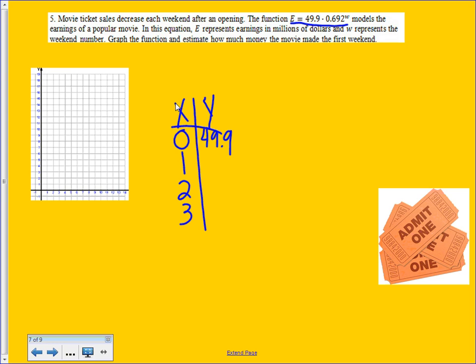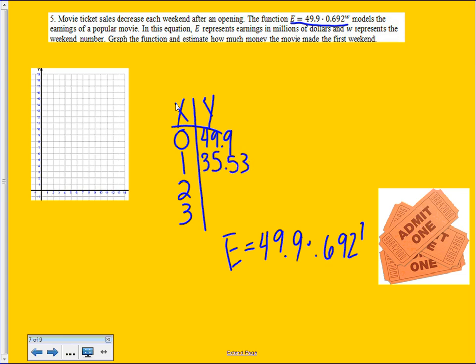Then the next weekend, I shouldn't erase that whole thing. I'm having 49.9 times 0.692 raised to the first power. So really that's the same as 49.9 times 0.692. When you do that, you get 35.53.